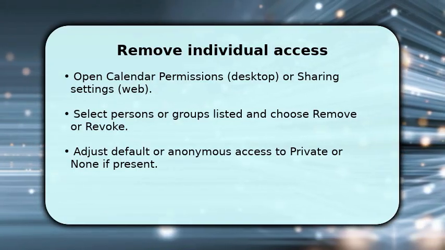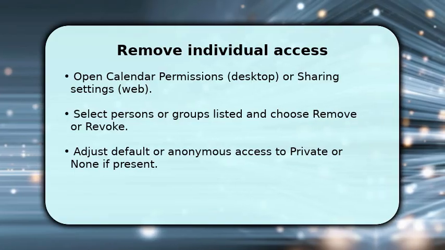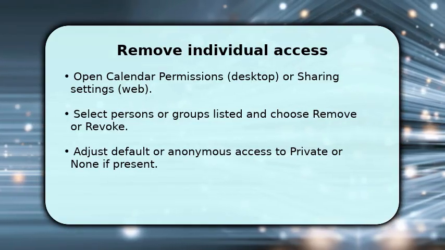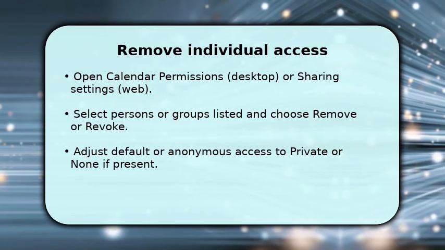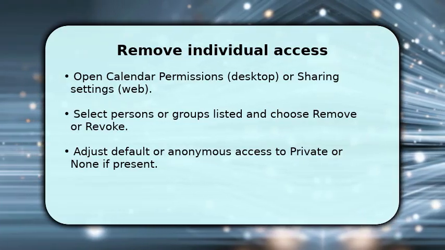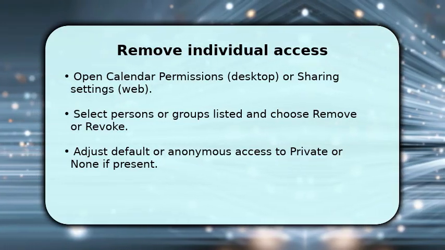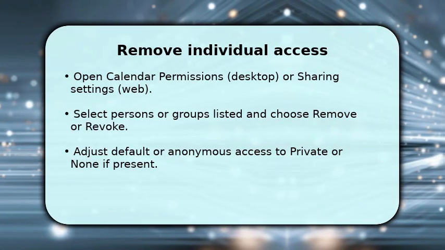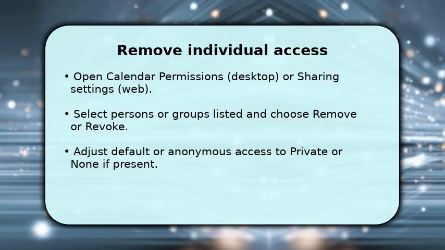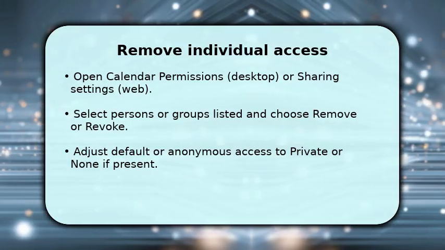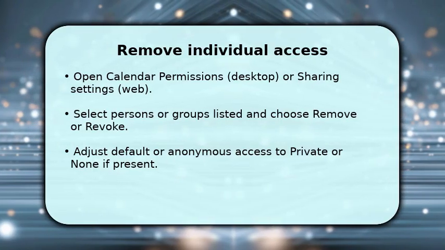Make sure to also check any default or anonymous access entries. Set default to None or Private so organization-wide visibility stops. If someone has editor or delegate rights, explicitly change their role to none rather than just lowering permission. After adjusting, save or done to commit changes so sharing stops immediately.